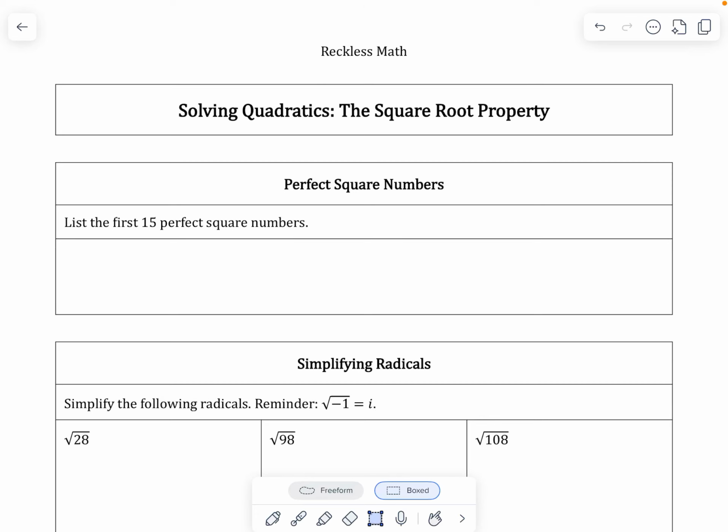In this video, we're going to go over how to solve quadratic equations that are specifically designed to be solved using the square root property. Before we get into it, there's a couple things I want to review, starting with the perfect square numbers. What do I mean by the perfect square numbers?